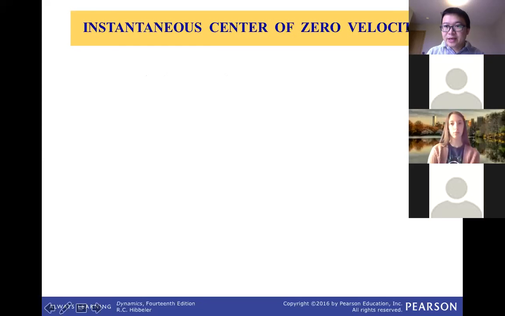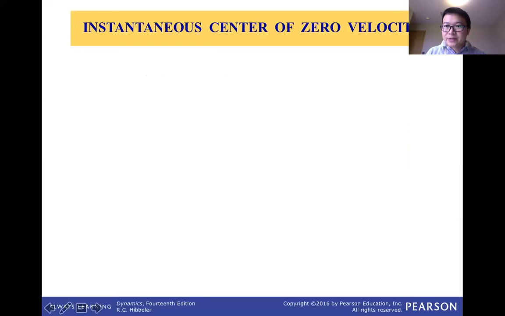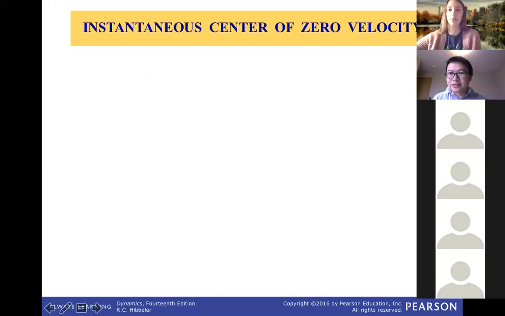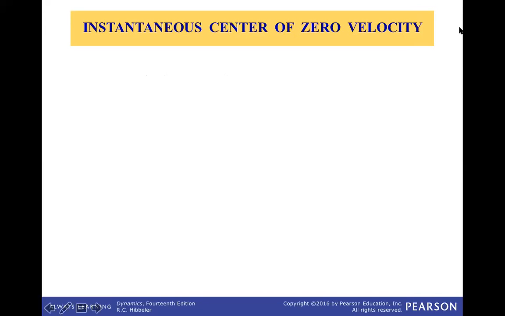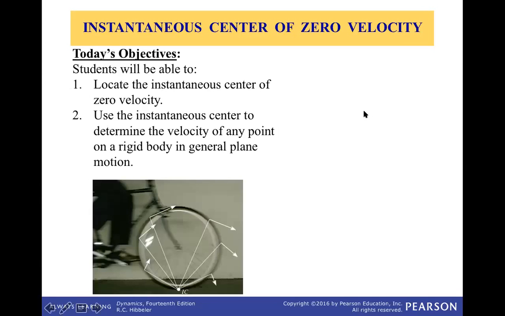We'll still be looking at chapter 16 here. Today we'll be checking on section 6 in this chapter. This is on instantaneous center of zero velocity. So the objectives are here. Two objectives. First, locate the instantaneous center of zero velocity for the object. And second, use this instantaneous center to determine the velocity of any point on the object.